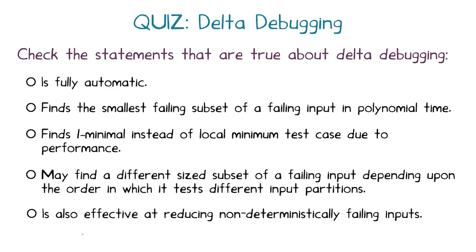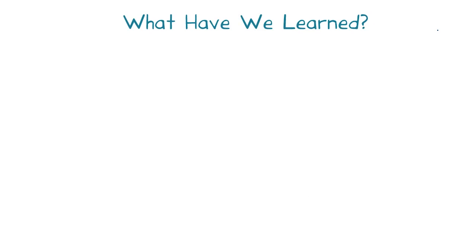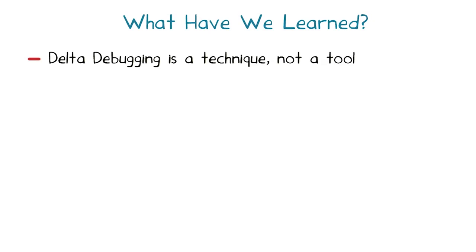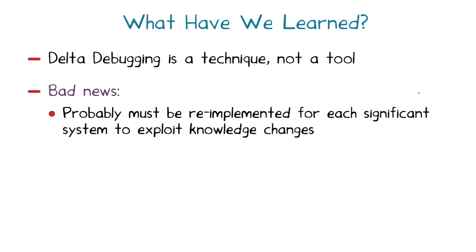Let's conclude by reviewing what we have learned about delta debugging in this lesson. First of all, delta debugging, like random testing, is a technique as opposed to a tool that can be used out of the box. A limitation of the technique is that it is not readily portable across programs. It needs to be re-implemented for each significant system in order to exploit knowledge of changes that are specific to the system.